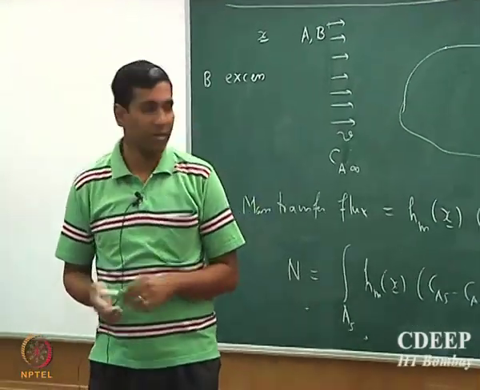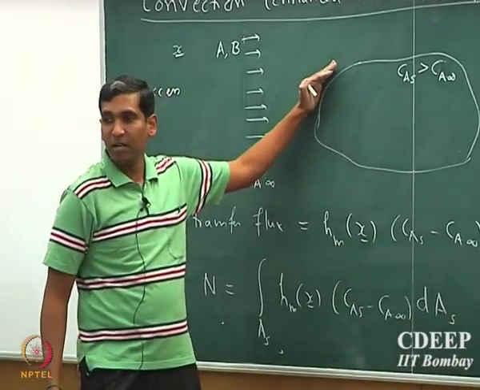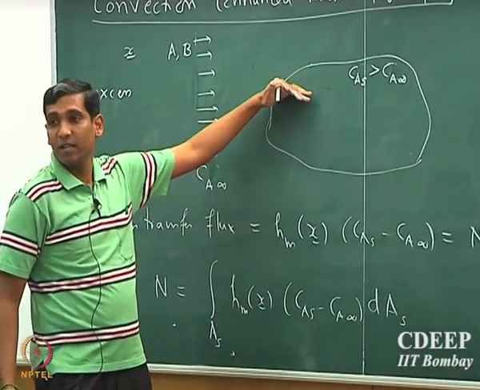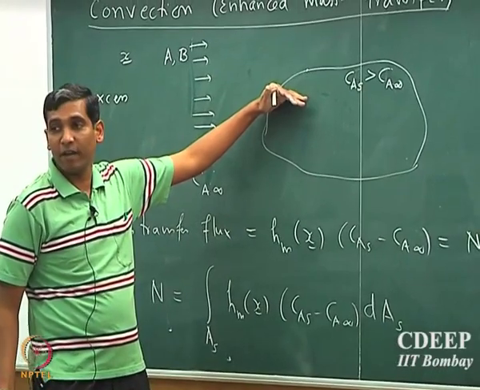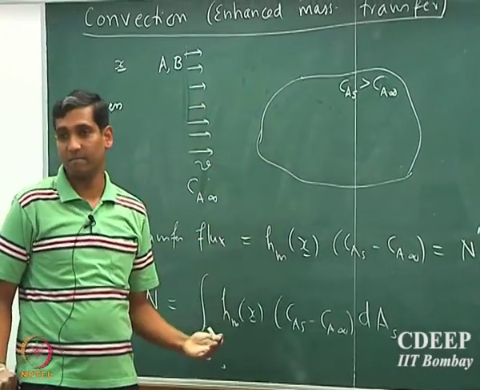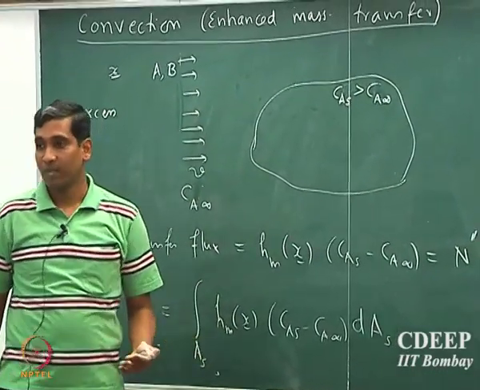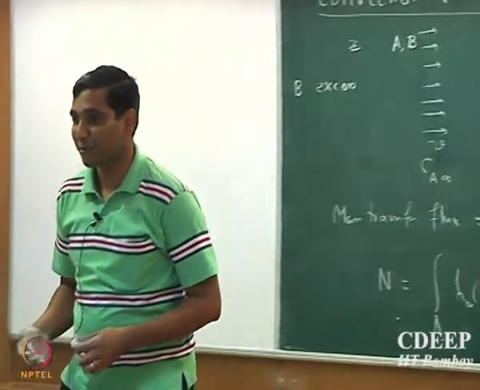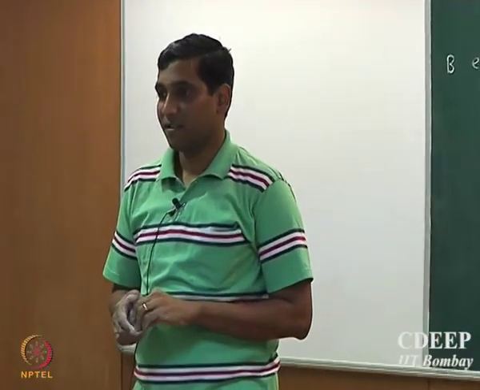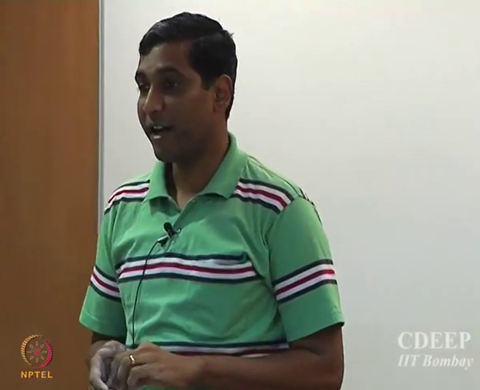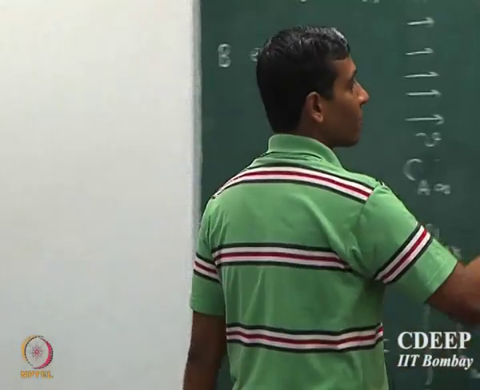Supposing you have an interface, right? So this is an interface between two different phases. This is, let's say, a solid phase or a fluid phase, and this is a gas phase. Okay? What is measurable? So mole fraction of A in both of the phases.